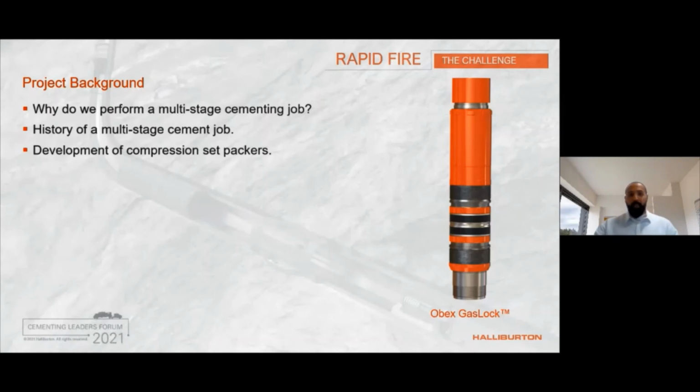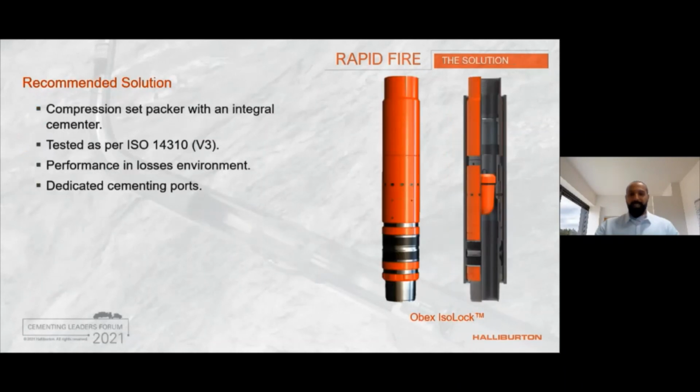Halliburton recognized the value of using compression set packers and how these packers improve the life of the wells for our customers. So Halliburton decided to develop a new design of compression set packers to be utilized with shallower well applications. Halliburton designed a new stage cementing tool to meet the customer challenges for less demanding wells, which have losses and fluid flow in some cases.